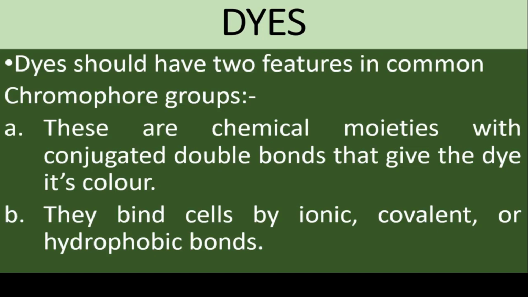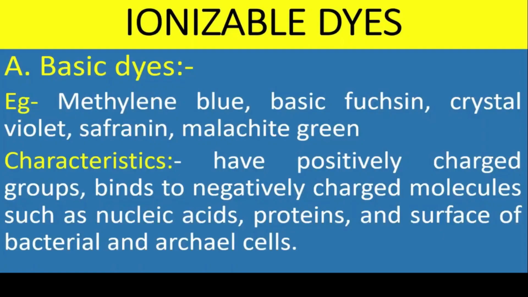Dyes used. We need dyes to observe microorganisms and other cell bodies using microscopes. Dyes should have two features in common. Dyes have chromophore groups, which impart coloration. The first feature is that these are chemical moieties with conjugated double bonds that give the dye its color. And the second feature is that they bind cells by ionic, covalent or hydrophobic bonds.